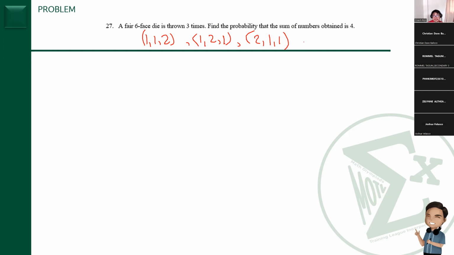So there are 3 ways to get a sum of 4. That's 3 over 6 cubed. Why 6 cubed? Because there are 6 options for each die, 1 to 6, and there are 3 dice, so 6 times 6 times 6. That's going to be 1 over 72. This one is a bit easy so far. Quite doable.